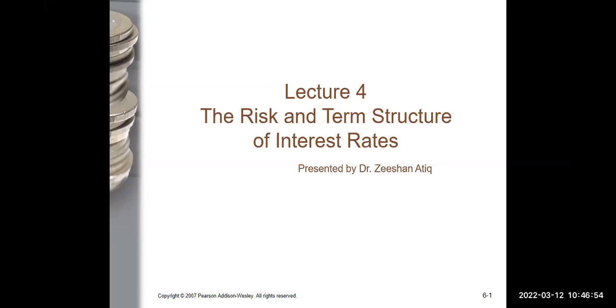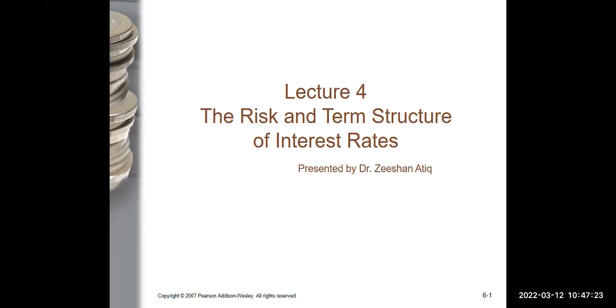All right, so this particular chapter is about the risk and term structure of interest rates: how the interest rate changes with the risk, and how it changes with the term. Term means, again, the maturity period. The interest rate on a 1 year bond is generally less than on a 2 year bond, and the 2 year bond interest rate is, of course, less than the 3 year bond. And similarly, riskier bonds have to pay higher.